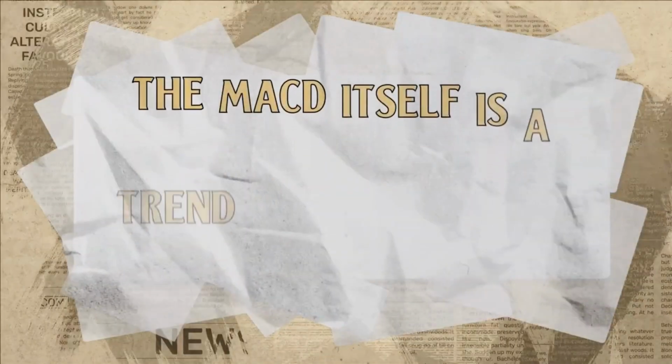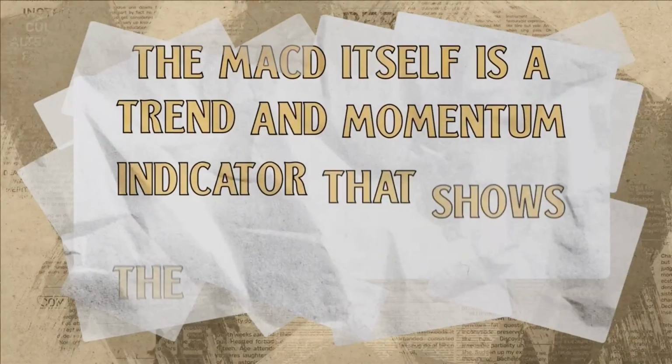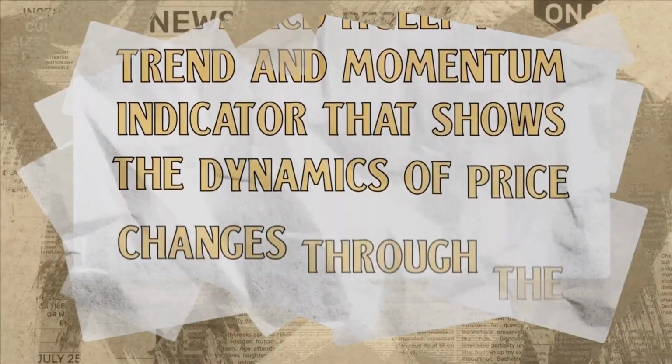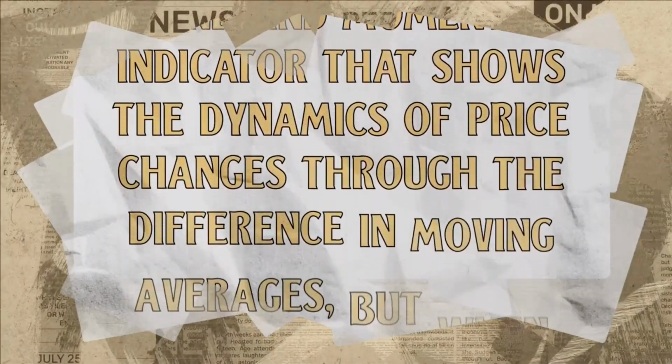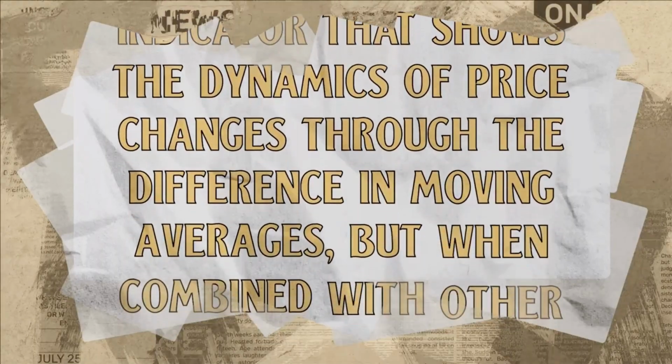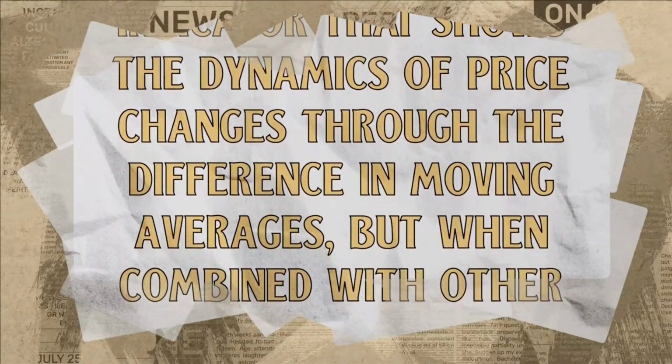Combining the MACD with other indicators allows us to increase the accuracy of the signals and reduce the likelihood of false entries and exits. The MACD itself is a trend and a momentum indicator, showing price dynamics through the difference between moving averages, but when combined with other tools, it becomes more informative.